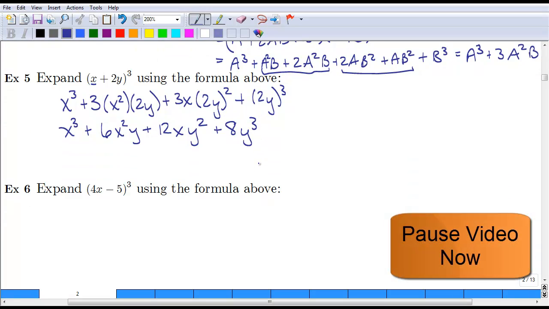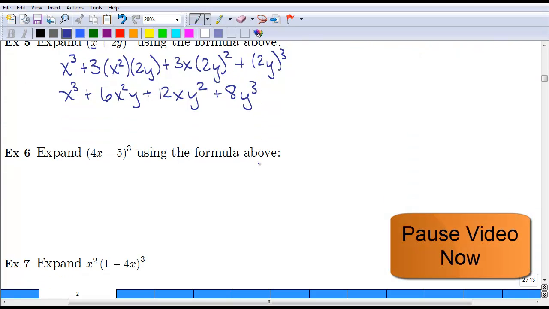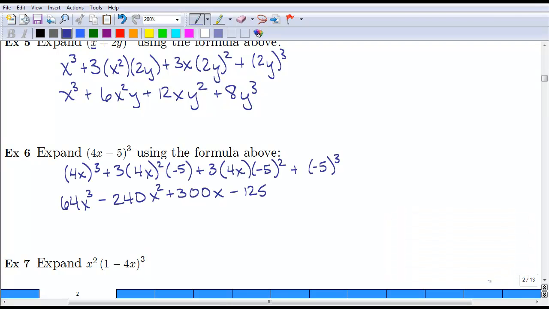So again, pause the video here for a second, try this next example, and then resume the video when you've simplified it. So for this example, you should have ended up with a final answer of 64x cubed minus 240x squared plus 300x minus 125. So again, be careful with these. You had a negative in this case, so that just comes with the second term. Negative 5 here, negative 5 here, negative 5. That's your second term. So be careful with the signs here.